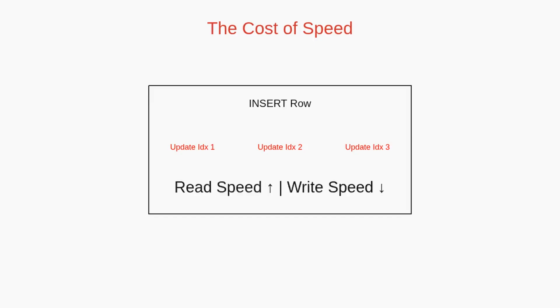This is the classic trade-off. Indexes make reads lightning fast, but make writes slower. This is why experienced developers don't just index every column. They carefully choose the columns that are used most frequently in where clauses or join conditions.